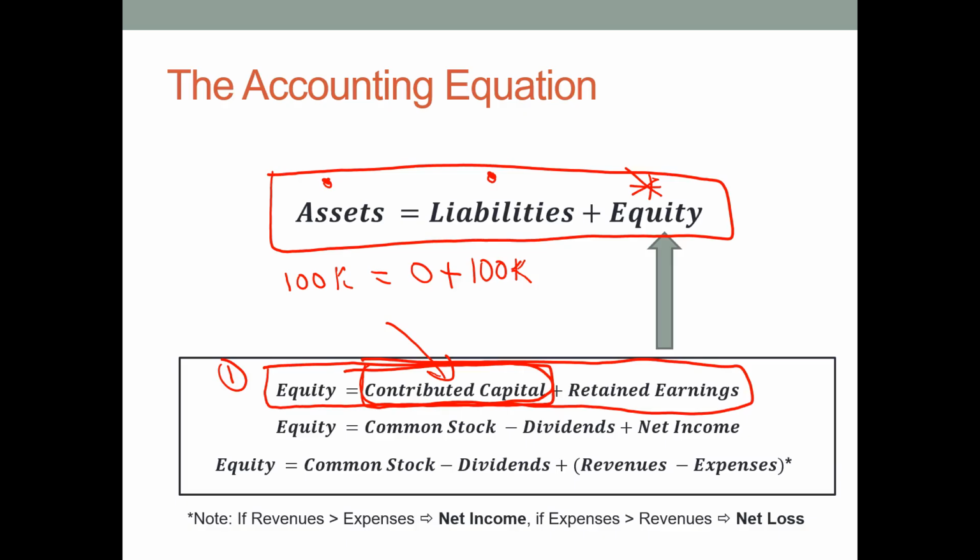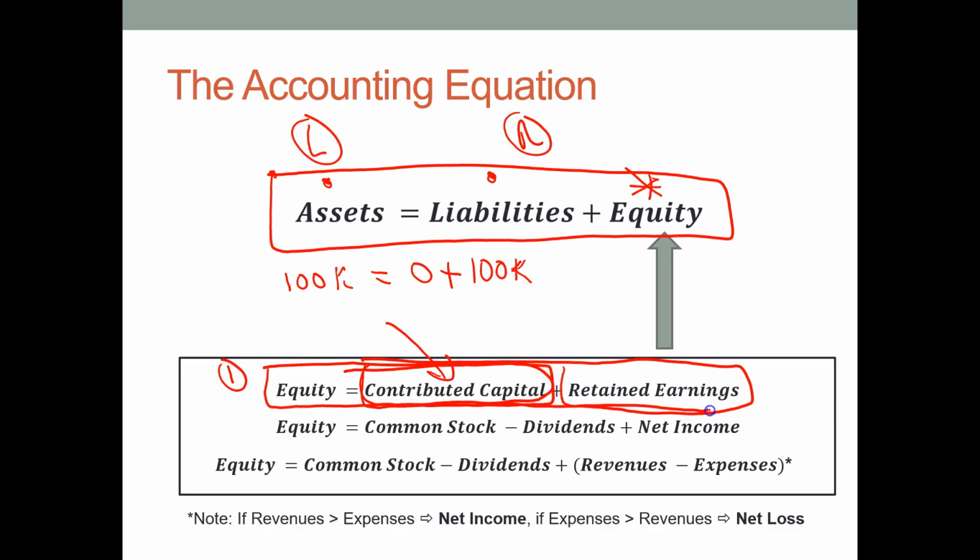But the key thing to remember is that this symmetry is going to be maintained throughout the life of a company at every moment. Assets are always going to equal the liabilities plus equity. Okay. As events unfold with the business, this equation is going to change. The balances will change, but the symmetry between the left side and the right side, it's always going to be balanced.